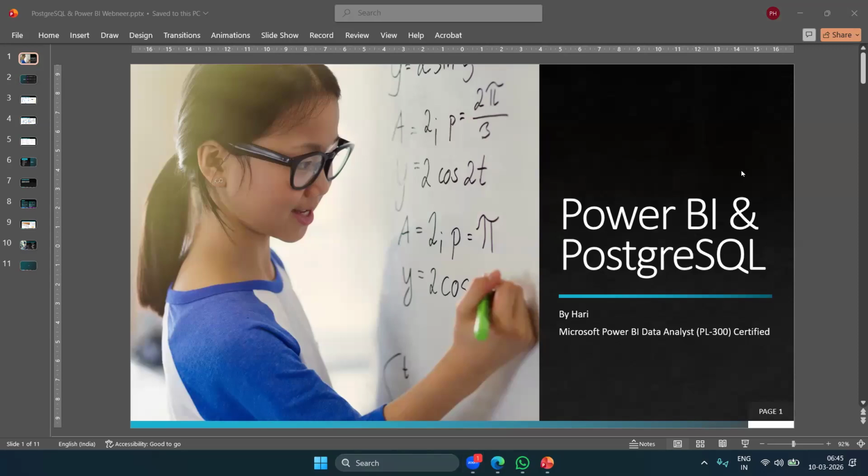So this is the course that we are going to cover: Power BI and PostgreSQL. Now, Power BI is one of the powerful business intelligence tools provided by Microsoft. It is easy to understand, learn, and implement. And the certification that we are going to target is the PL-300 certification.